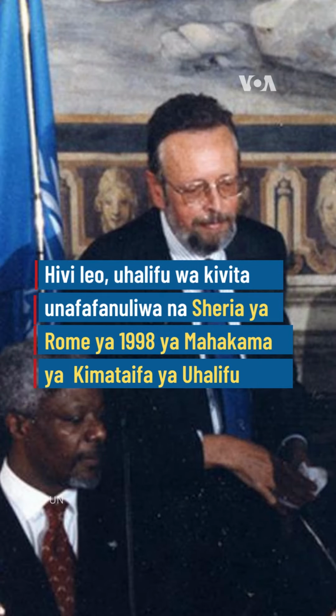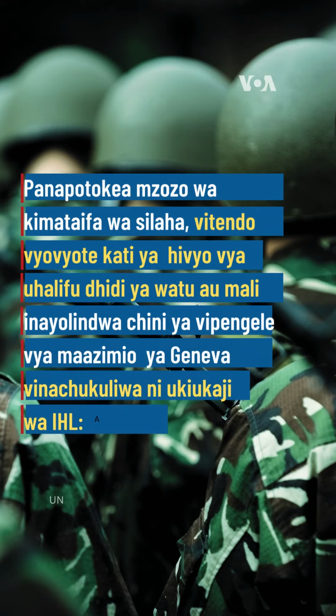Today, war crimes are defined by the 1998 Rome Statute of the International Criminal Court. In the case of an international armed conflict, any of the following acts committed against persons or property protected under the provisions of the relevant Geneva Convention are considered violations of IHL.